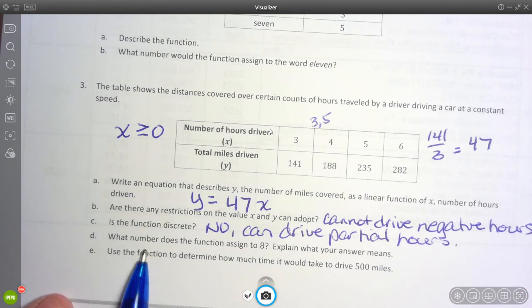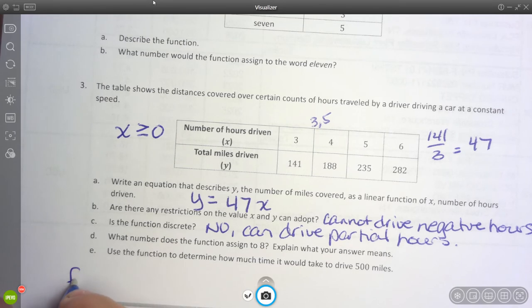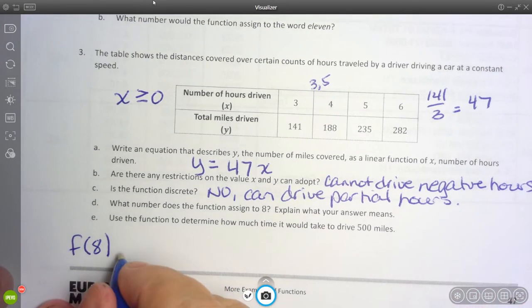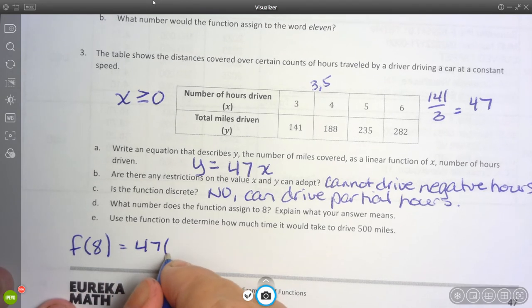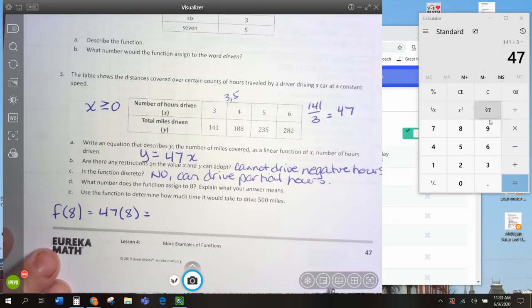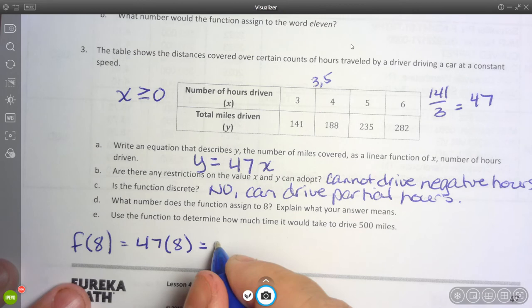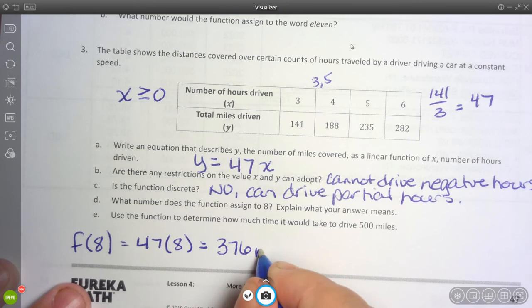What number does the function assign to 8? So f of 8 is going to be 47 times 8. So let's do this. 47 times 8 is going to be 376. So that'd be 376 miles.